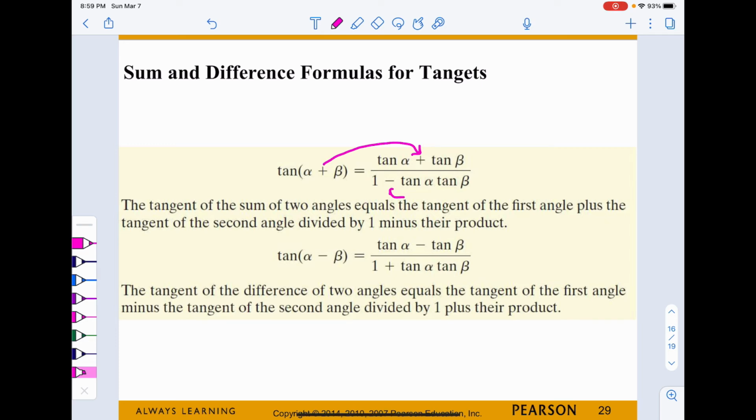The next one has the tangent of alpha minus beta, and that's just your tangent of alpha minus tangent of beta divided by 1 plus the tangent of alpha tangent of beta. And again, the words: the tangent of the difference of two angles equals the tangent of the first angle minus the tangent of the second angle divided by 1 plus their product. And again, whatever is given in the parentheses is what's going to start off on the top, and then you have the opposite on the bottom. These are on your formula sheet, so it's not something you have to memorize. You just need to know how to use them.